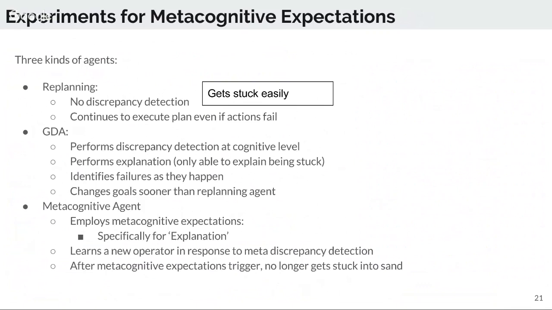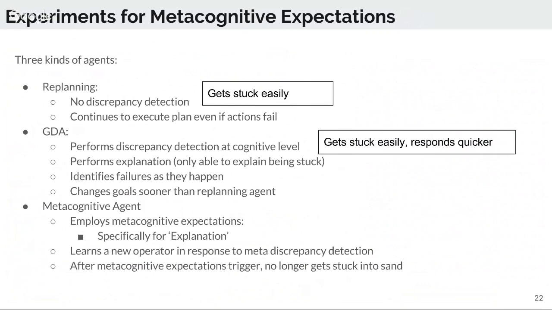Now we have a GDA agent, and this performs discrepancy detection at the cognitive level. So immediately after executing an action where it gets blown and stuck in the sand, it'll perform an explanation that it's stuck, and then it will change its goal to become unstuck. To become unstuck, it has to execute 5 push actions to free itself. So what happens is that the GDA agent gets stuck easily, but it responds much faster. It doesn't try to execute a bunch of unnecessary actions before switching goals. Finally, the metacognitive agent has the same functionality as the GDA, but it also has metacognitive expectation.